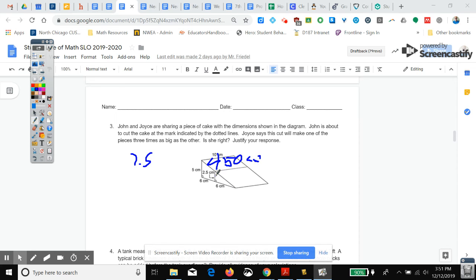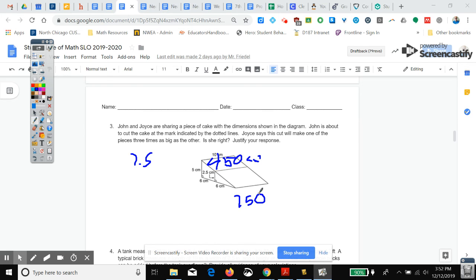And then the triangular prism, area of a triangle, times the height. So 2.5 times 6 divided by 2 times 10. So 2.5 times 6 is 15, divided by 2 is 7.5, times 10 is 750.